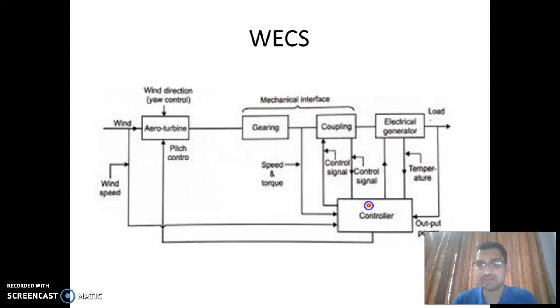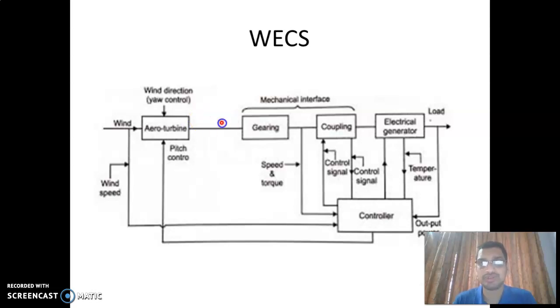The other important block is the controller. The function of the controller is to control all the activities carried out by each block. The controller controls the turbine speed, the gearing system, and the electrical generator also. For that, the controller needs a lot of information: the output power from the load side, the wind speed, and the torque from the gearing system. Based on these data, the controller controls all the blocks in the WECS system.